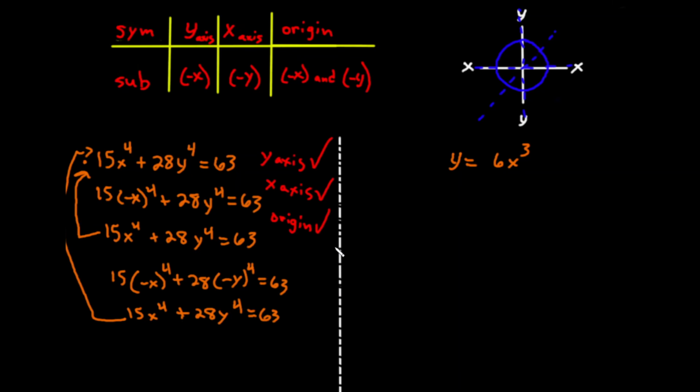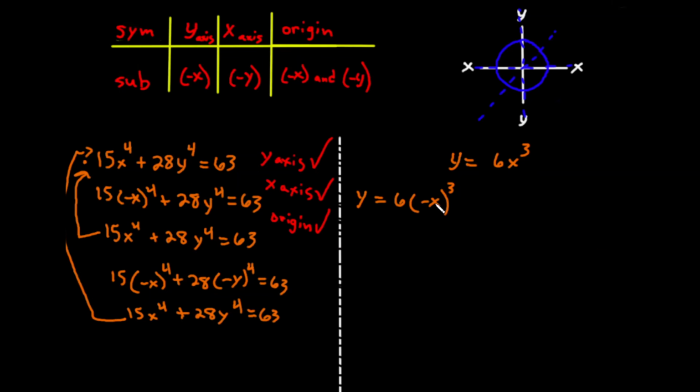Okay, let's go ahead and do y equals 6x to the third power. So let's try y-axis symmetry. So we're trying to find y-axis symmetry. We're going to substitute negative x every time we see an x. So we have y is equal to 6, open parentheses, negative x, to the third power.